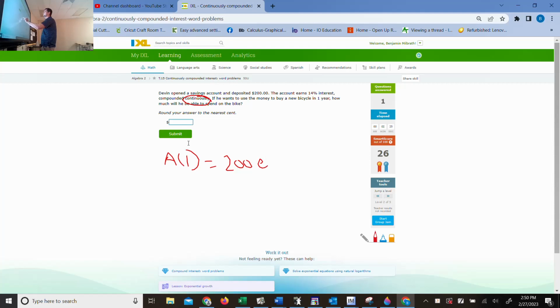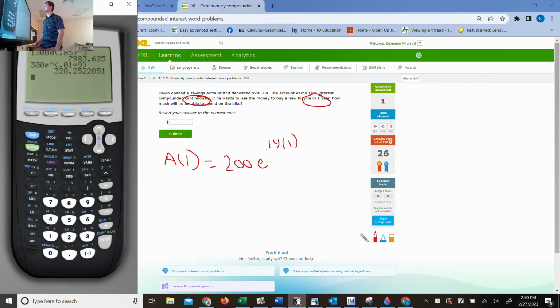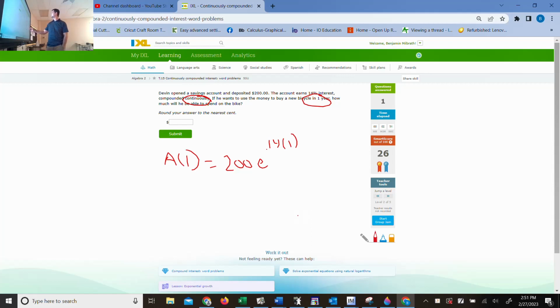200 e to the 0.14 times a 1, because it was 1 year. Whatever the calculator says, it'll be over $214. That's all I can tell you. So 200 e to the 0.14. $230.05. Anyways, I'm going to bump up a level. This is too easy for y'all.